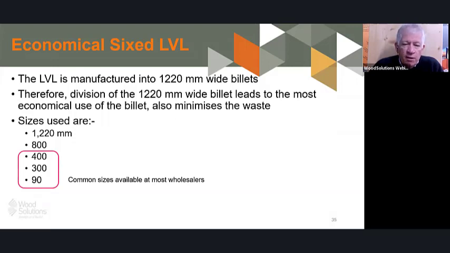So this is important, and I'll be emphasising this right throughout the talk: using commonly available sizes does lead to savings in costs.